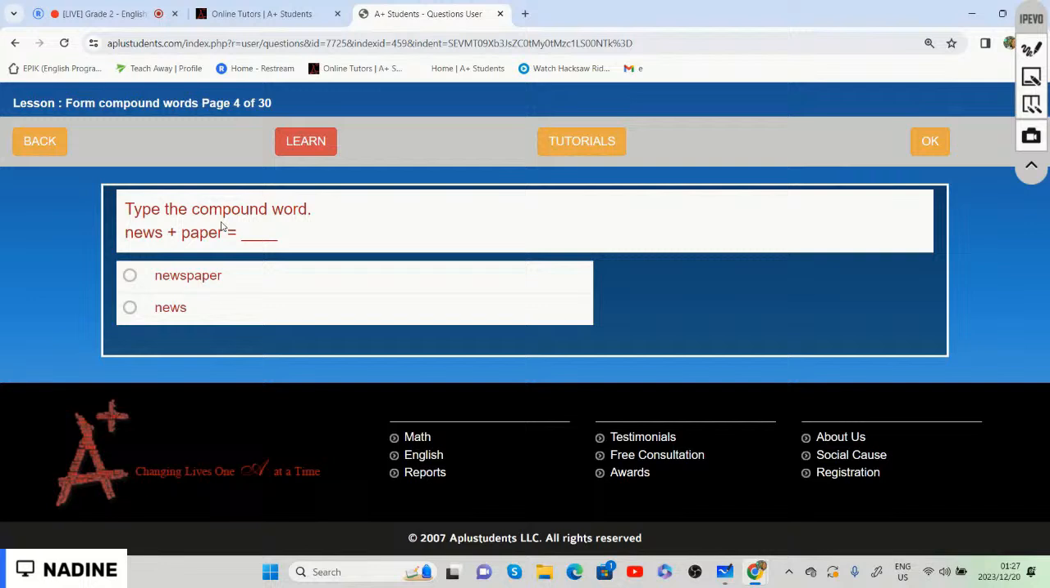So we need to type the compound word news and paper. If we combine the word news and paper, is it newspaper or is it news? News and paper. Is it newspaper or is it just news?